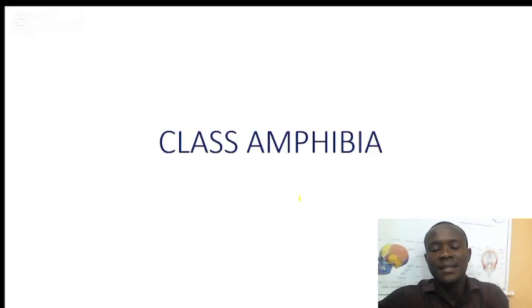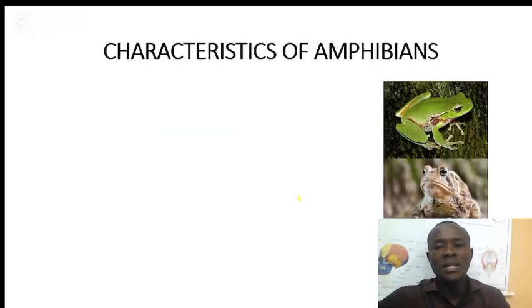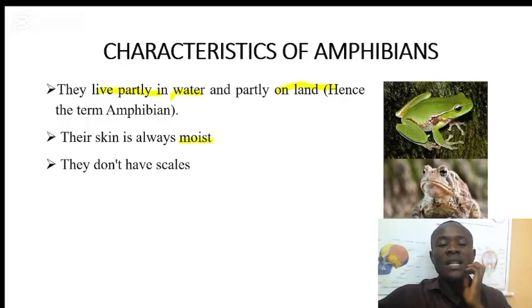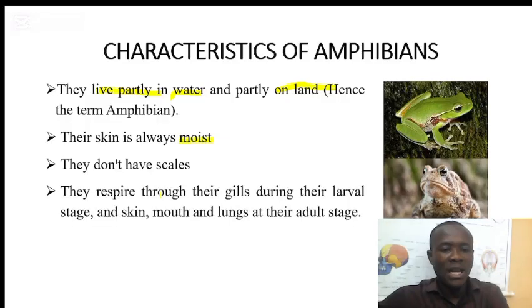So let's start. So let's talk about the characteristics of amphibians. The third one, they don't have scales. If they have scales on their body for protection, it will affect their skin, which is being used for respiration. They respire through their gills during the larval stage.